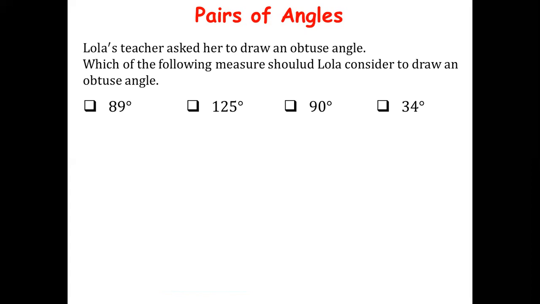I gave you an idea of what obtuse angles are. So an obtuse angle is always greater than 90 degrees but less than 180. So here, which measure is between 90 and 180? This one, 125 degrees, right?